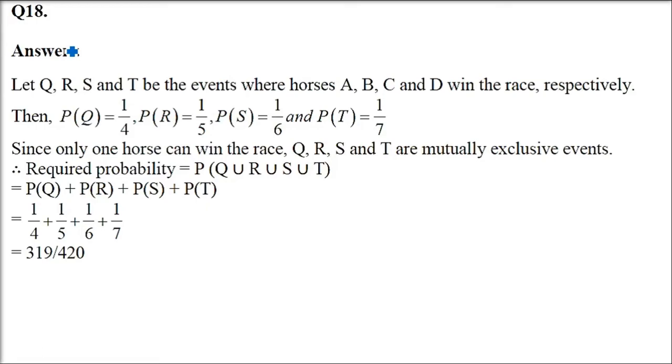So in a race, the odds in favor of horses A, B, C, D. So there are 4 horses A, B, C and D.